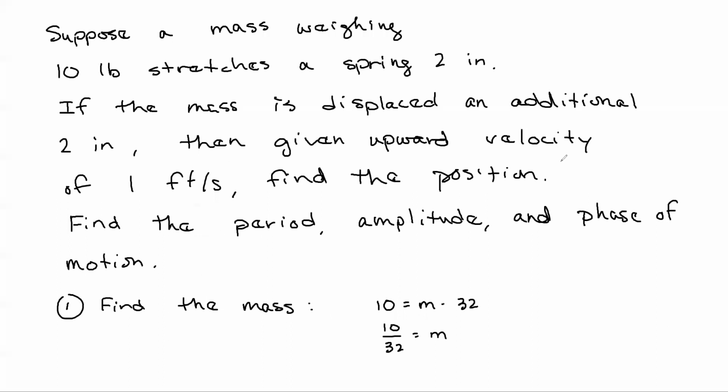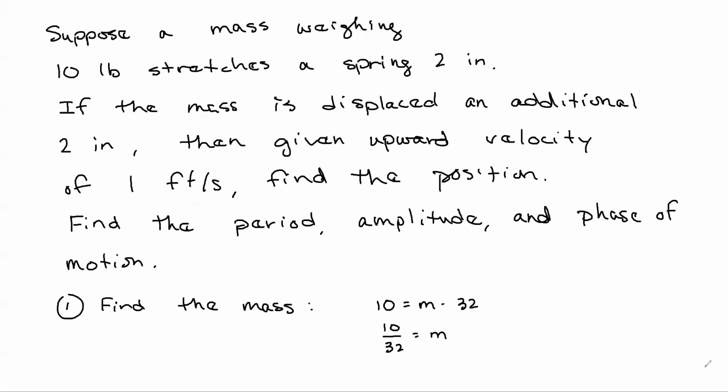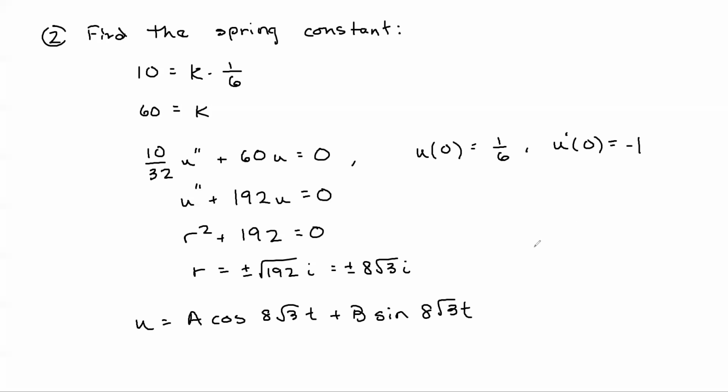So if the mass is displaced an additional 2 inches, that would be 1/6. And then u prime, it's given an upward initial velocity, so that's going to be a negative value. So we're going to have -1. All right, so we want to go through and use those to solve for this.